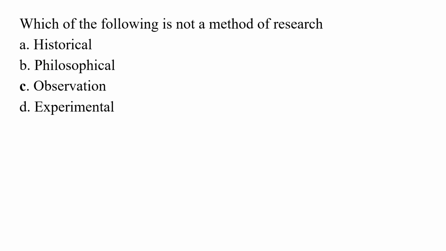Which of the following is not a method of research? So here in this question they have given you four options and they ask you which is not a method of research, for which the first option is historical, second one is philosophical, third one is observation, and the last one is experimental. So here the observation is a systematic data collection approach. Please remember this.